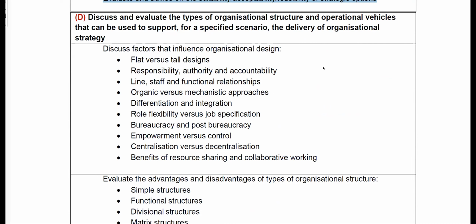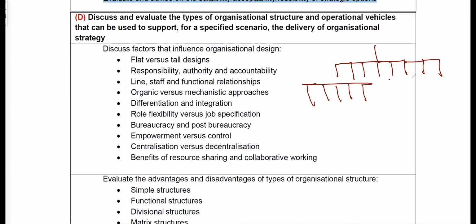What do you have to know here? When it comes to organizational structure, organizational design, you must know flat versus tall structures. A flat organization looks like this. So we have a boss, right? And then you see a lot of subordinates under him, right? There's a flat structure. So maybe this guy also has some subordinates under him. This guy has some subordinates under him. There's a flat structure. A tall structure has this. Let's say we have this guy here. He has 2 guys. This guy also has another 2 guys, and this guy has another 2 guys, like that.